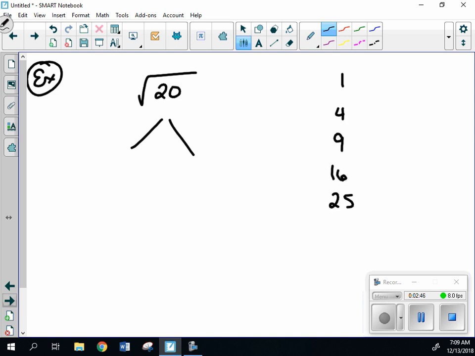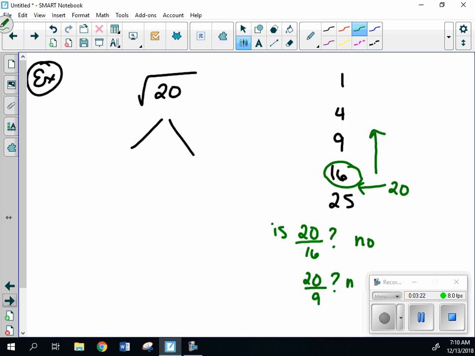So what I do when I'm looking at this, and you'll have this sheet, but these are the first couple perfect squares. I go to the number 20 itself, and I go to the perfect square that's just below it, or above it, I should say in this case, since it's going numerically upward. So 20 falls within here. So what I'm doing is I'm starting here. So is 20 divisible by 16? No. So then I just keep working my way up. How about 20 divided by 9? No. And I just keep working until I find one.